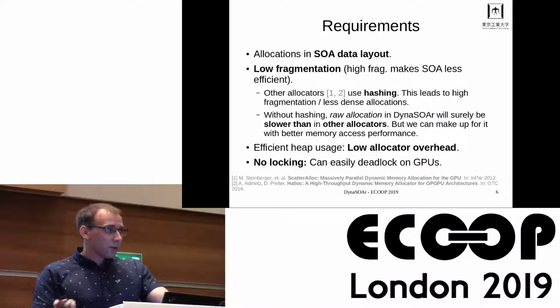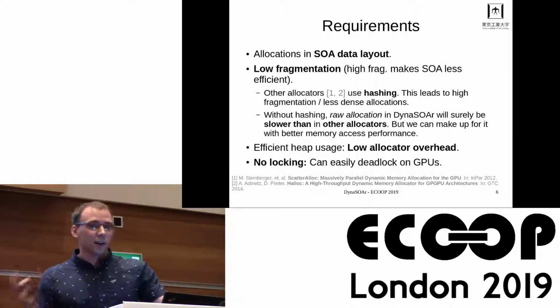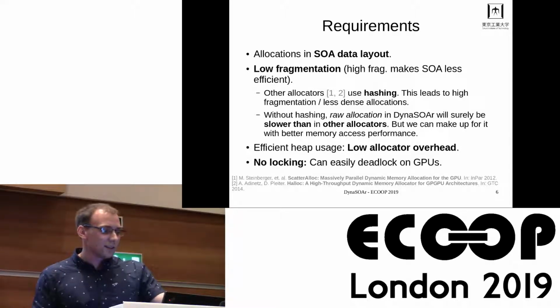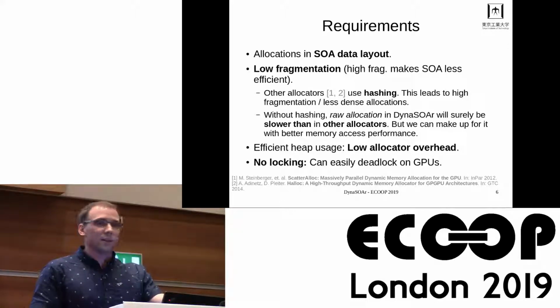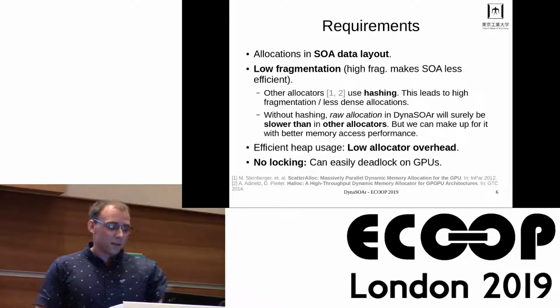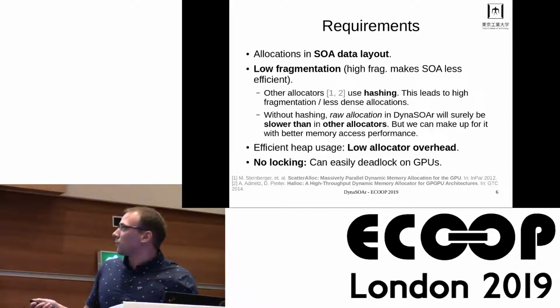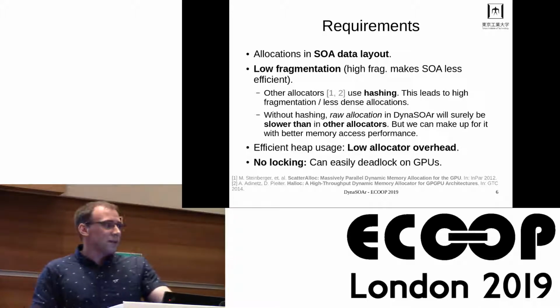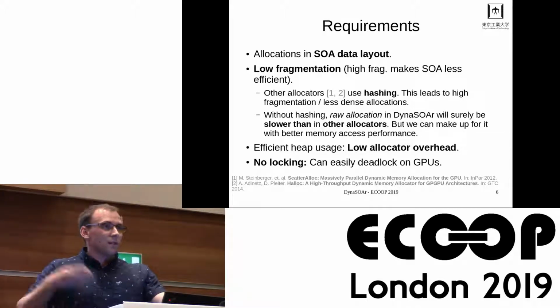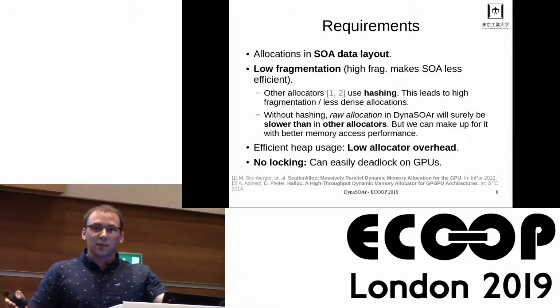So here are the overall requirements of our allocator. We want to allocate in SOA, structure of arrays data layout. We want to have low fragmentation because high fragmentation makes the structure of arrays layout less efficient. This also means that we cannot use some implementation techniques that are used by other allocators, namely scatteralloc and halloc, which are the two fastest ones available. They use hashing. When they allocate new memory, they use a hash function to determine the address in memory where they want to place an allocation.